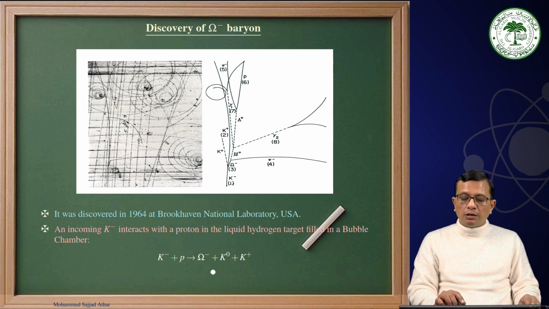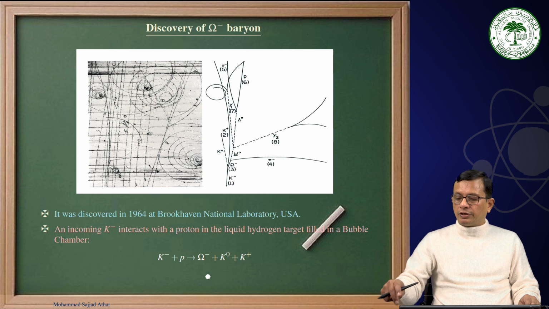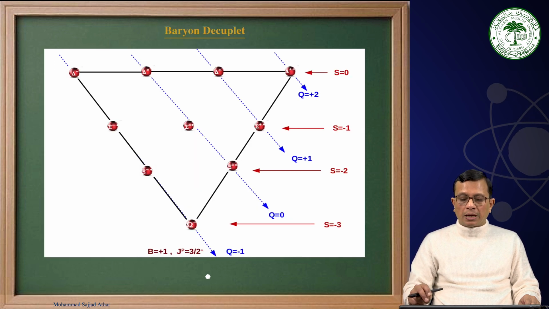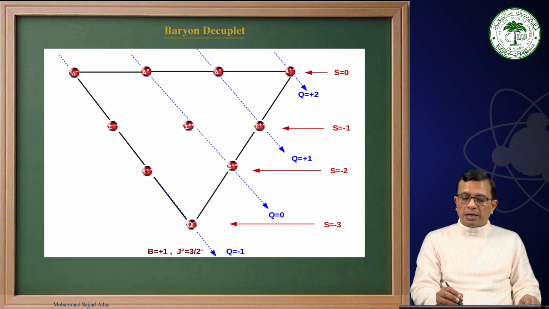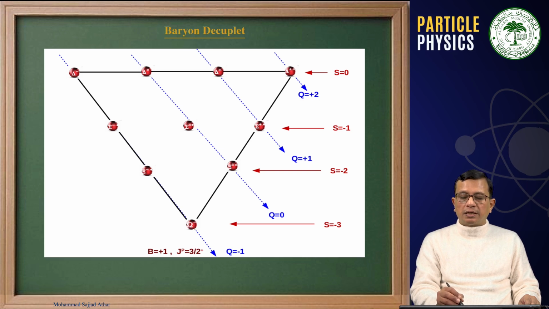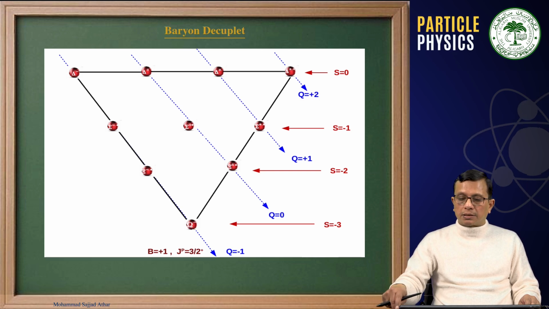Therefore, the strangeness of this particle was also predicted as -3, and the charge of the particle, the mass of the particle, the lifetime of the particle, etc. were predicted based on the eightfold way. Now, this particle, that is why I have put it here, is nothing but omega minus.